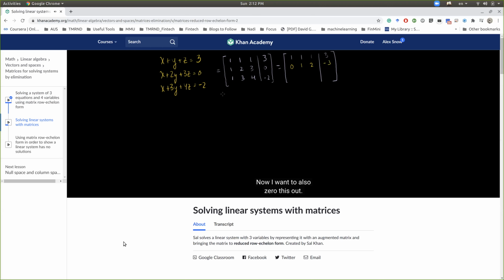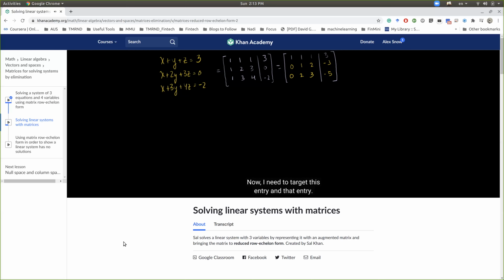Now, I want to also zero this out. So let me replace this guy with this equation minus that equation. So 1 minus 1 is 0. 3 minus 1 is 2. 4 minus 1 is 3. Minus 2 minus 3 is minus 5. Fair enough. So I got my pivot entry here. I have another pivot entry here. It's to the right of this one, which is what I want for reduced row echelon form.